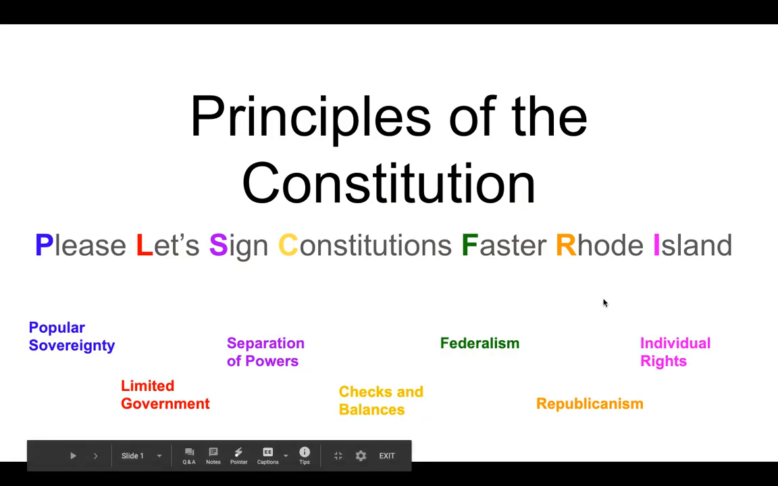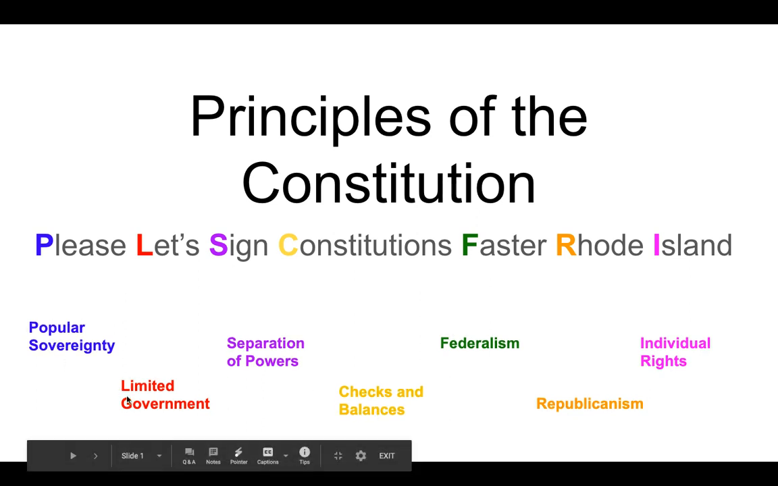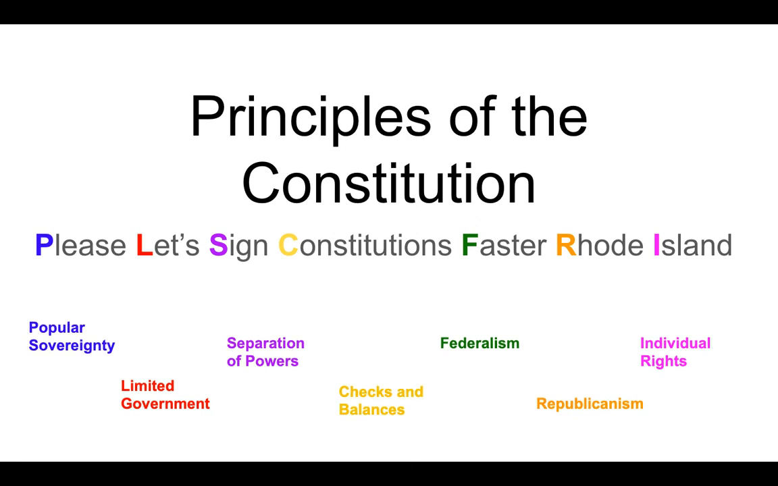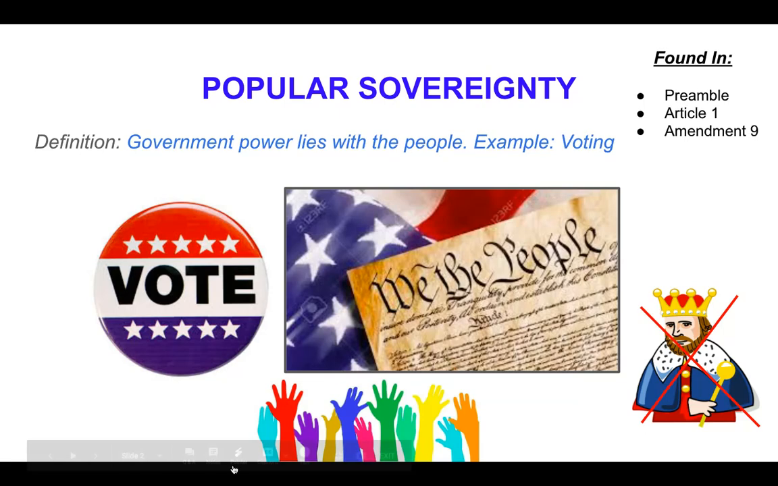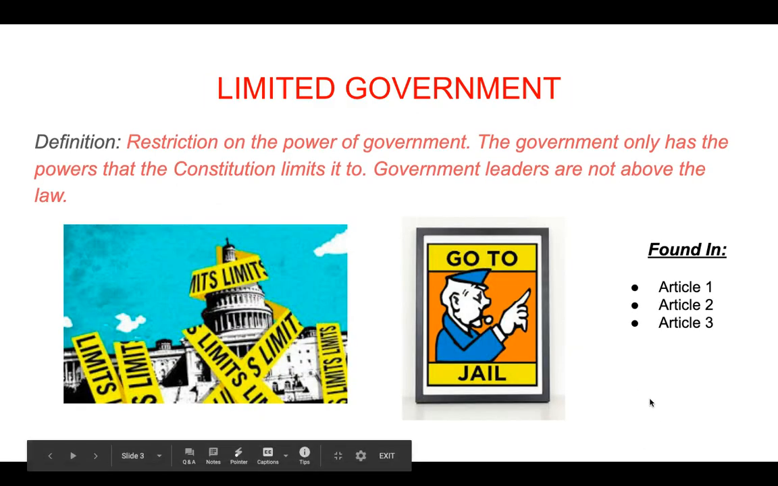Please let's sign constitutions faster, Rhode Island. So we did please let's sign constitutions. Popular sovereignty, limited government, separation of powers, checks and balances. All of these were about let's not make this a government where all the power lies in the federal government. They'd had enough of that with the monarchy, which is why we got rid of it. So popular sovereignty, power to the people. Limited government, nobody's above the law. There are restrictions on what the government can do.